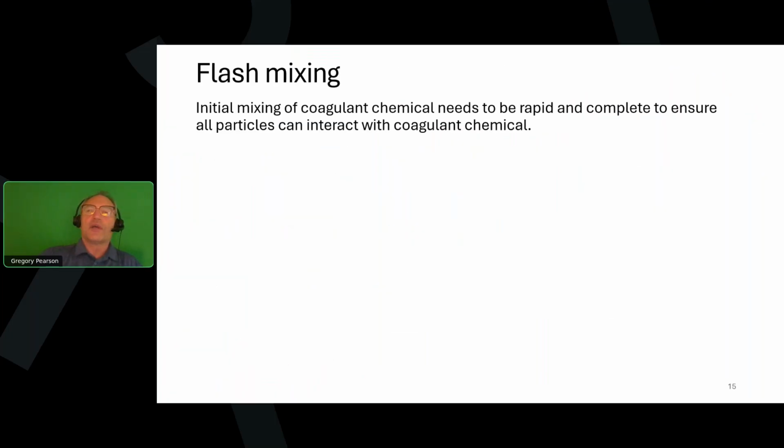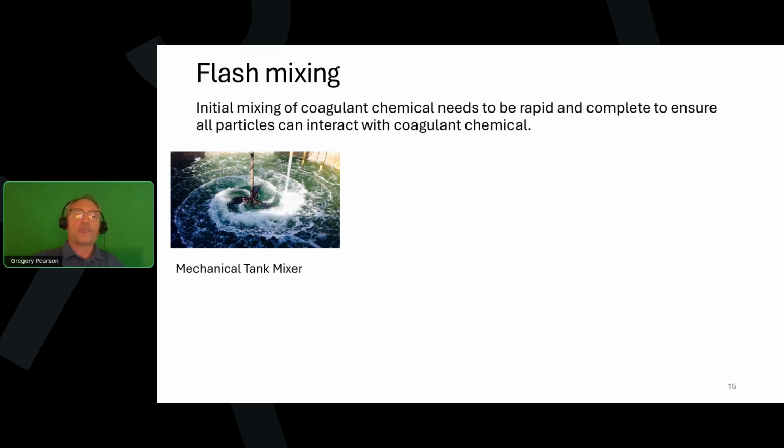Coagulants are added in a rapid mix at the beginning of the process. I call it flash mixing. There's different methods. One is just mechanical mixing in a tank. It works for many plants. It might not be as efficient because in a tank you could have dead spots that could cause problems where some of the water is not adequately mixed.